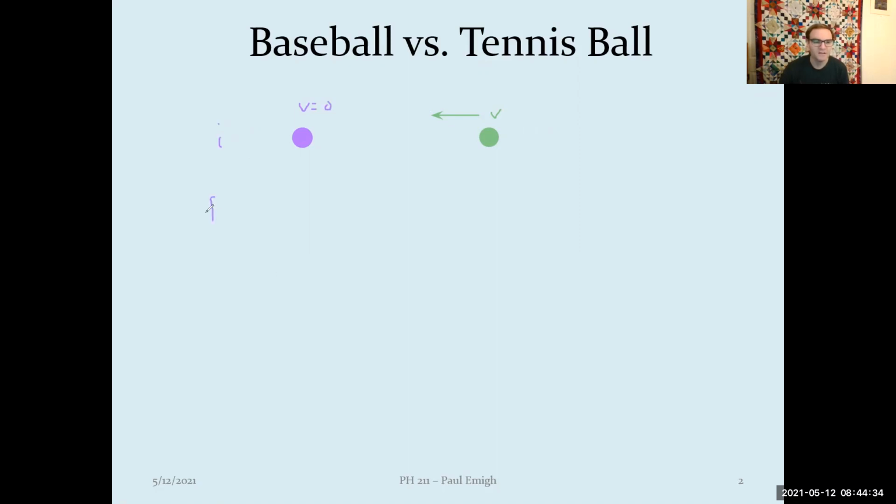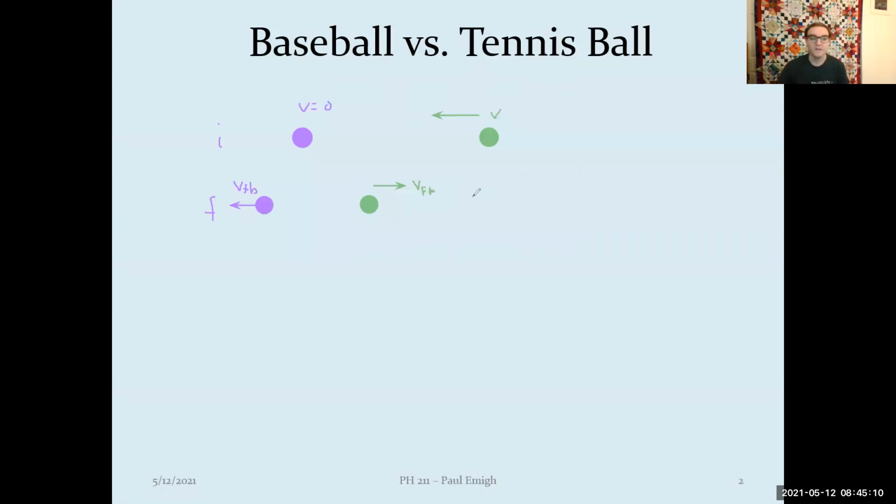At the end, the final moment in time, I have a baseball, which is now moving this way with some v final baseball. And I've got a tennis ball, which is over here, and it is moving backwards with some velocity. Again, I don't know how big any of these velocities are just yet. So this would be v final for the tennis ball.